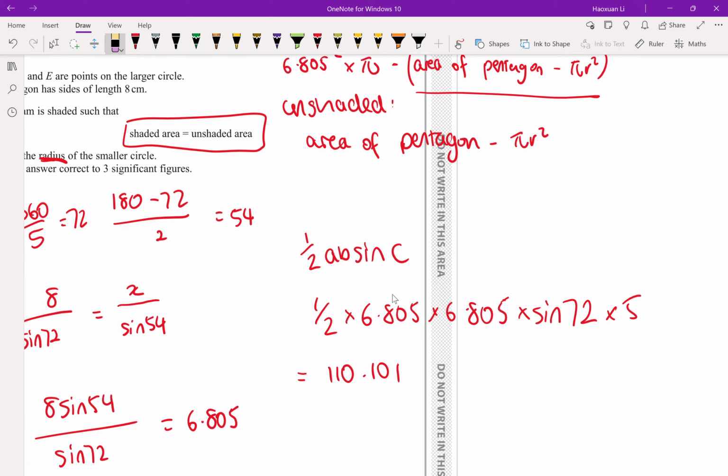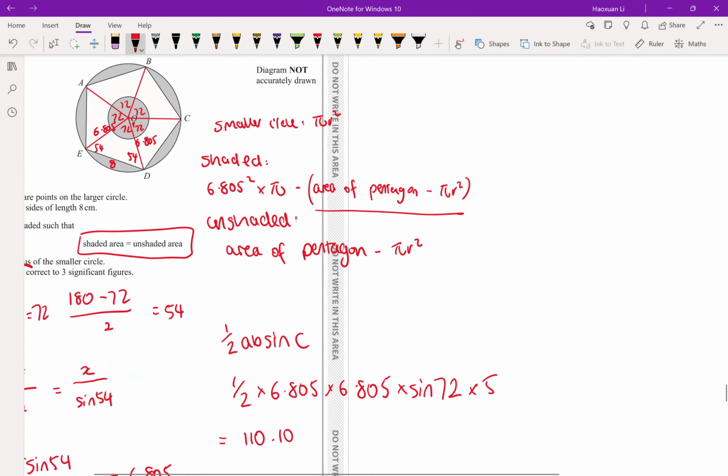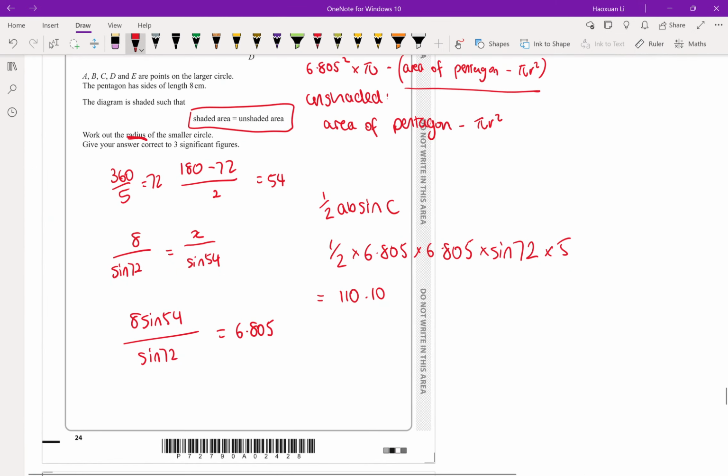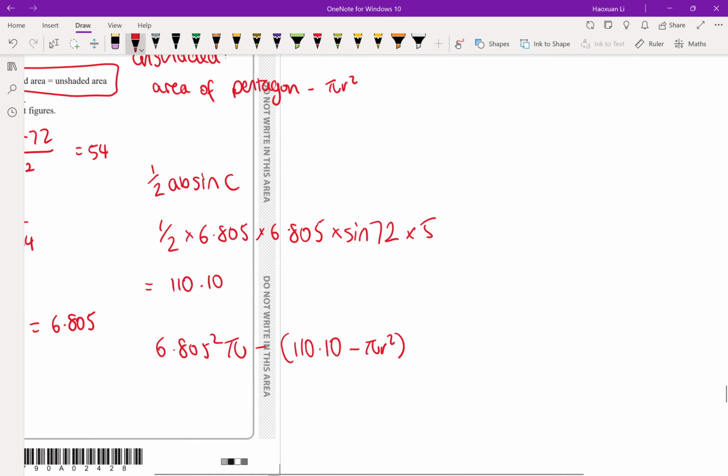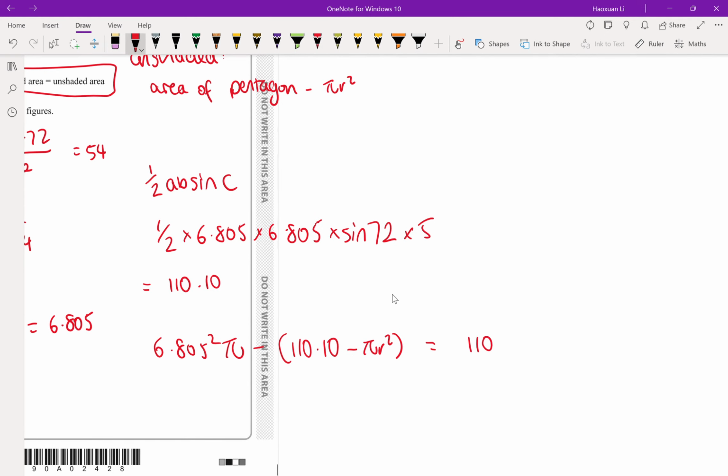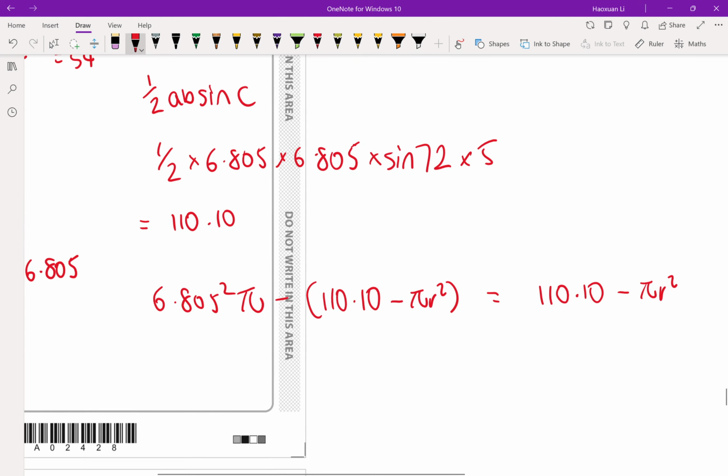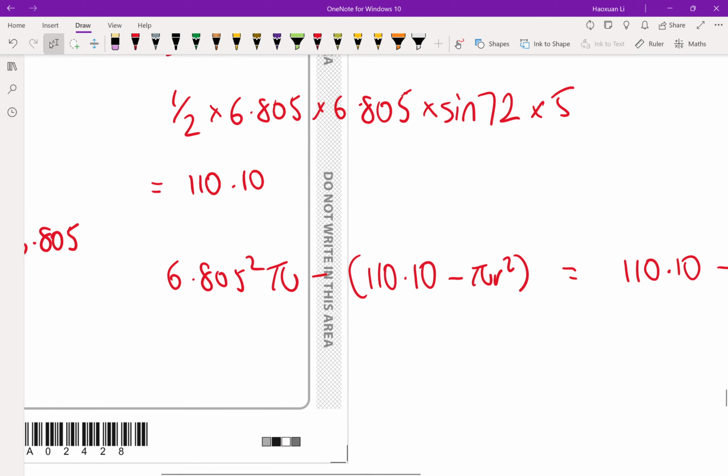Actually, better leave it as 2 decimal places. So therefore, if you plug it in, 6.805 squared pi minus 110.10 minus pi r squared will be equal to 110.10 minus the pi r squared. Don't you think this can cancel out, because minus minus makes it positive.